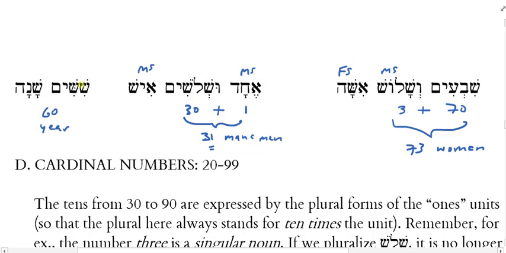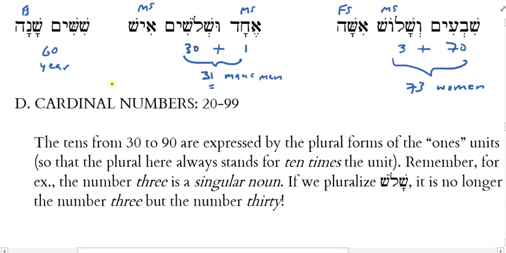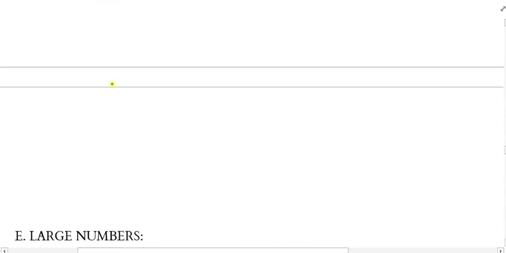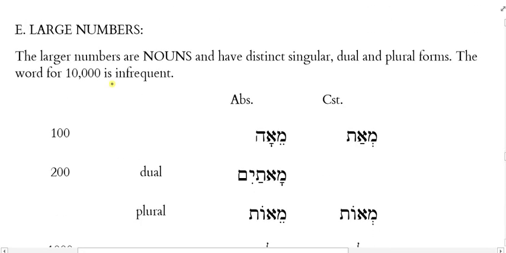All right. Now if you look at shishim shana, shana is feminine singular. The number 60, though, is always masculine plural. It never changes gender. Okay, so when I pluralize my units number to get multiples of 10, it's always masculine plural. So I don't ever change that. Okay. Now let's take a look at large numbers. Large numbers are fun. Large numbers are also nouns, just like the other cardinal numbers besides the number 1. And they will have distinct singular, dual, and plural forms. We don't find the number 10,000 very frequently.